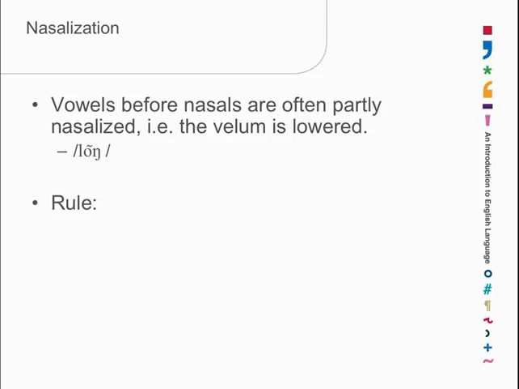So what's the rule? The rule says, here's a little tilde indicating nasalization. Place it over the vowel if the vowel comes before a nasal. The capital N indicates nasal. You'll notice that the tilde has flown off a bit. It must be a windy day.